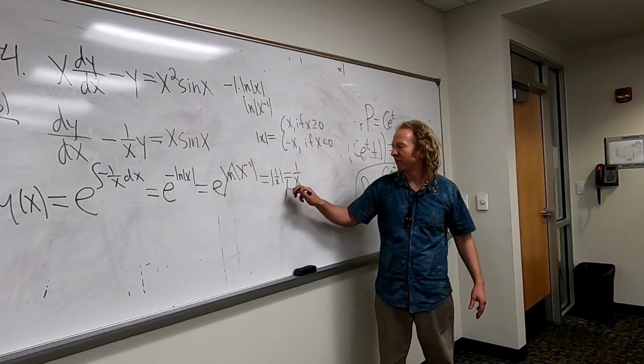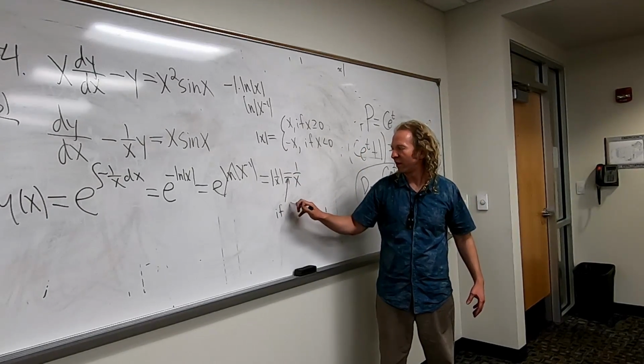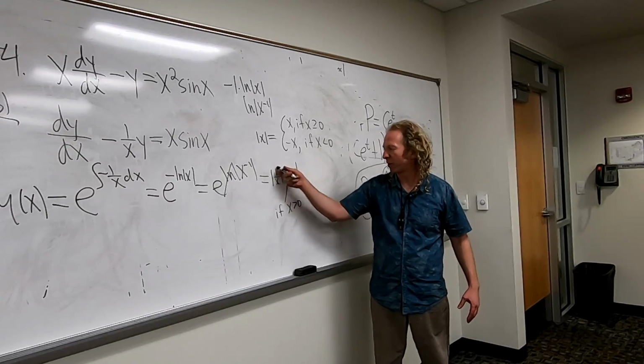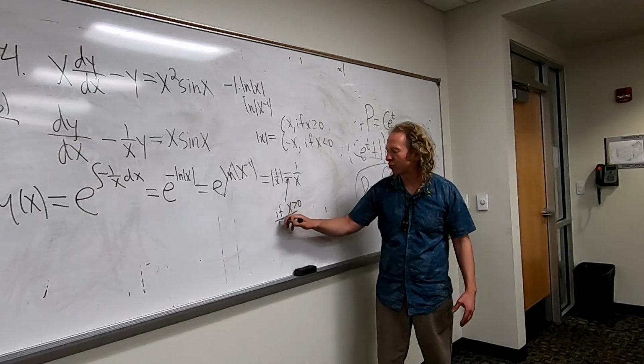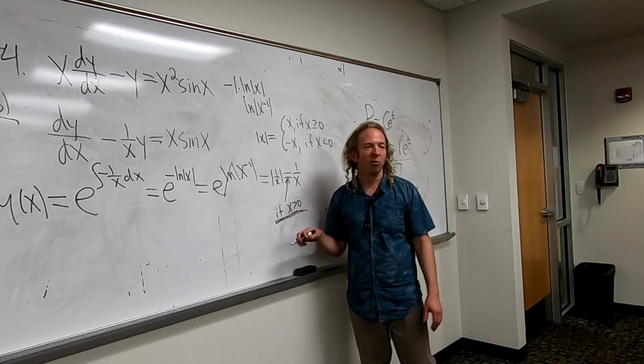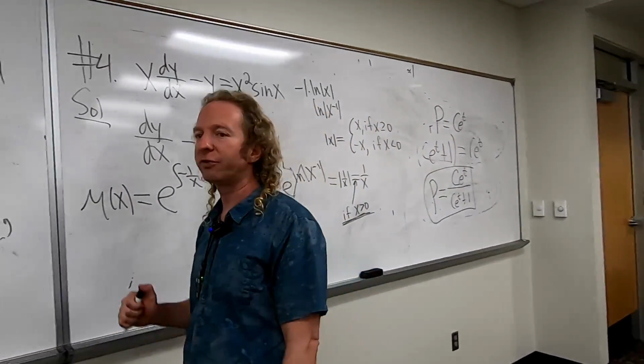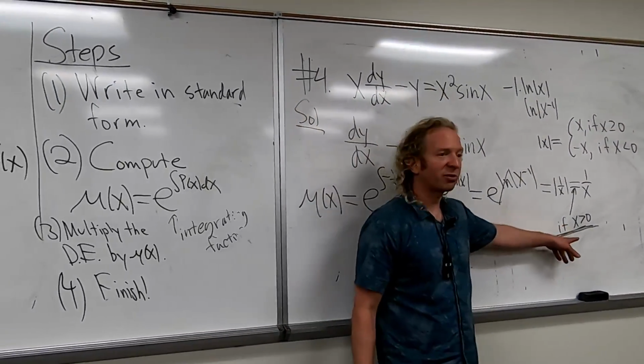So I'm going to say that here. This is if x is positive. Right? 1 over x is positive if x is positive. This is extremely important for the homework. The homework will ask you for something called the interval of definition. This is where it comes from most of the time.